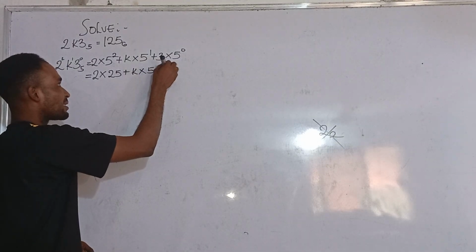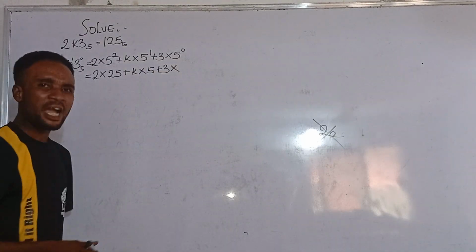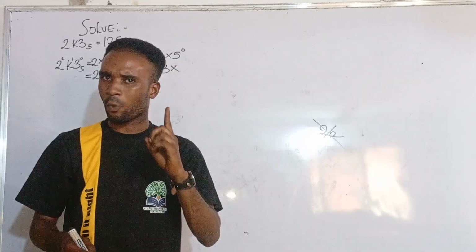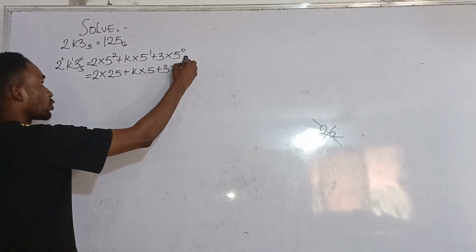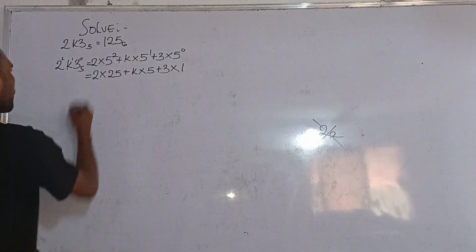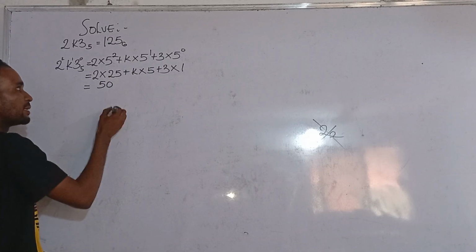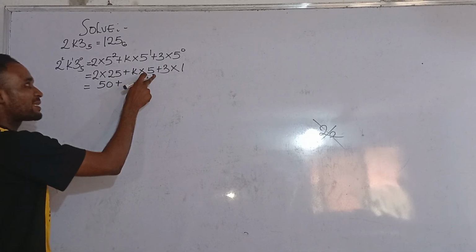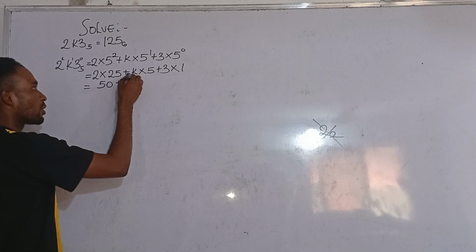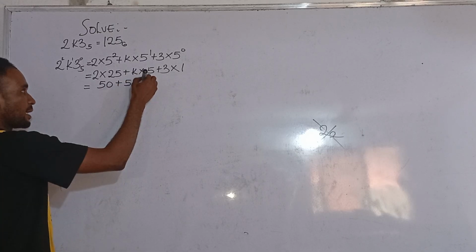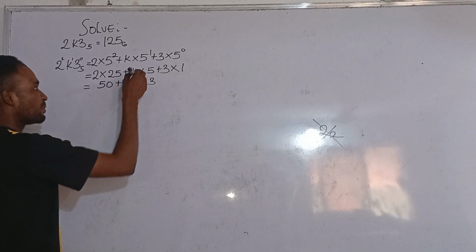Then plus 3 times 5 raised to the power of 0 is 1. Anything raised to the power of 0 gives us 1. Now let's go. 2 times 25 gives us 50. Plus 5 times K. K times 5 gives us 5K. Then plus 3 times 1 gives me 3.